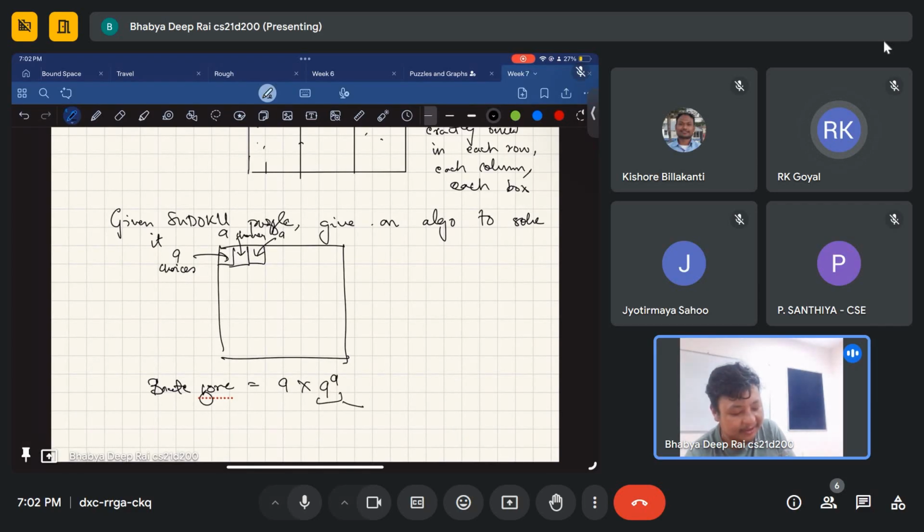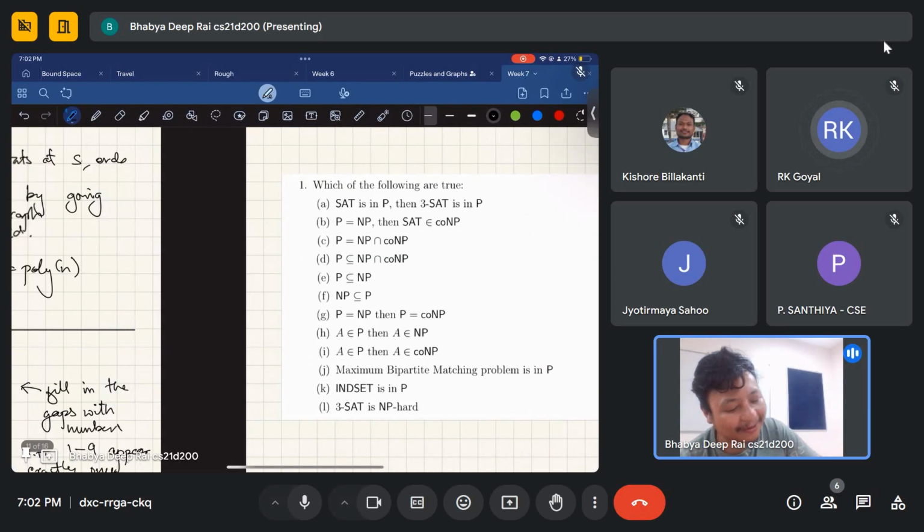Here this is the number of boxes. Not number of boxes, sorry. I'll do 9 choices in the first box, 9 choices in the second box, and so on, which is 9 power total number of boxes. And how many boxes are there? 9 cross 9. So you will say, oh, 9 power 81, and which is constant. So you say, okay, it's doable in polynomial time. So it is in P, but this is not the Sudoku we are talking about.